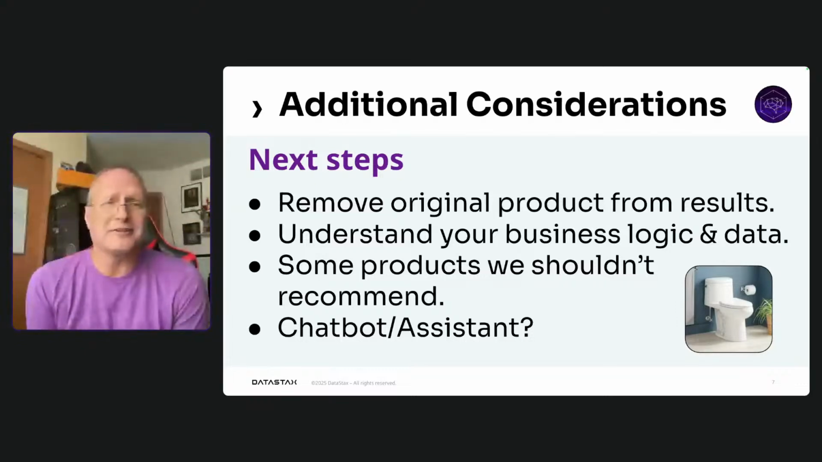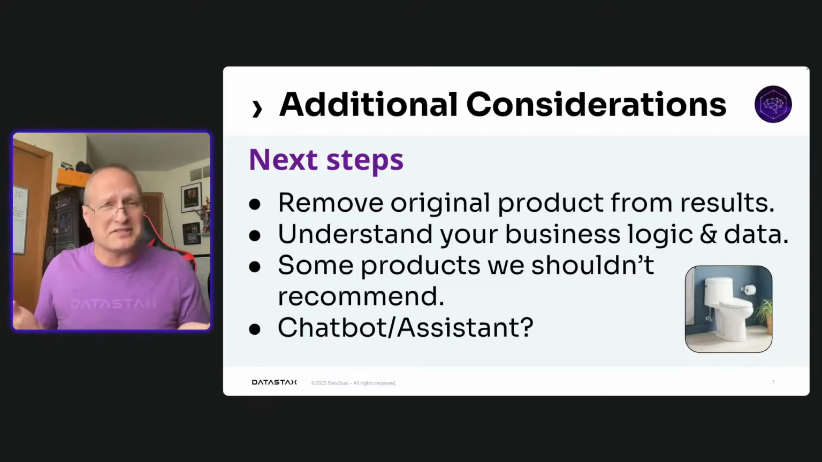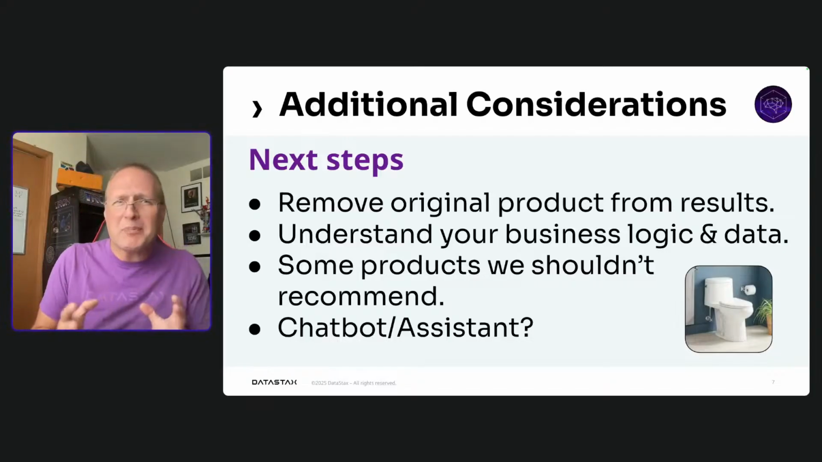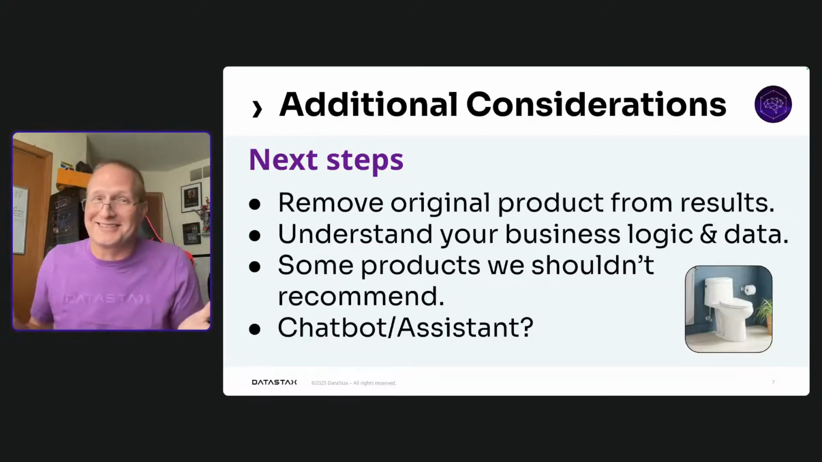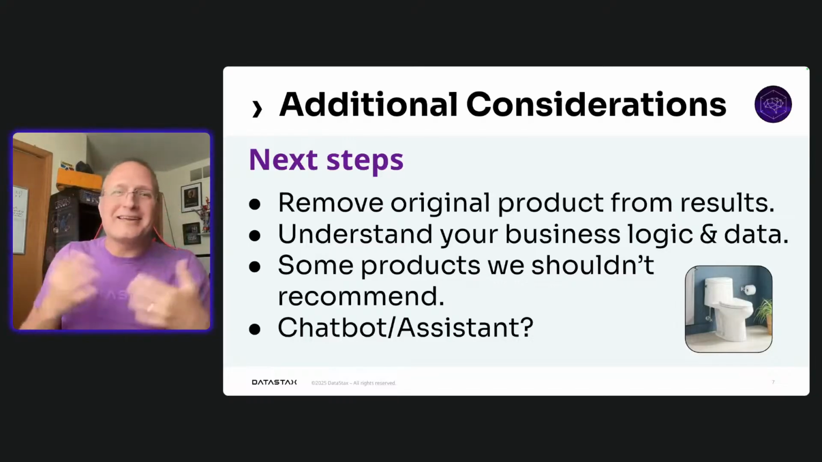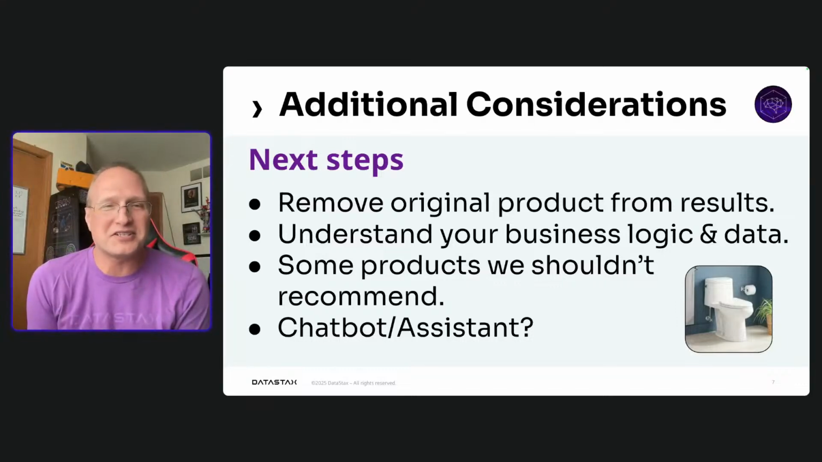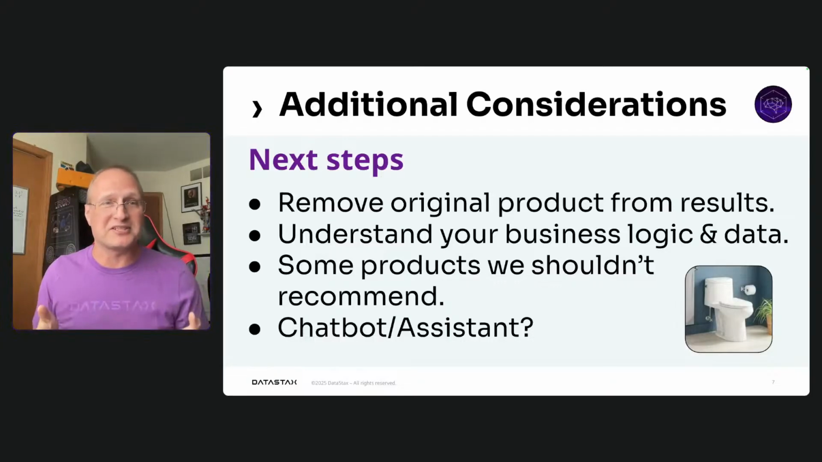I have a picture of a toilet there. I remember somebody posted on X a couple of years ago, I think. They said, hey, Amazon, I just bought a toilet like a month ago, but that doesn't mean I constantly want toilets recommended to me. A toilet is one of those things that once you buy one, you probably don't need to buy another for a really long time. So again, it's more about understanding your product data and your customers' habits as well when you build something like this.